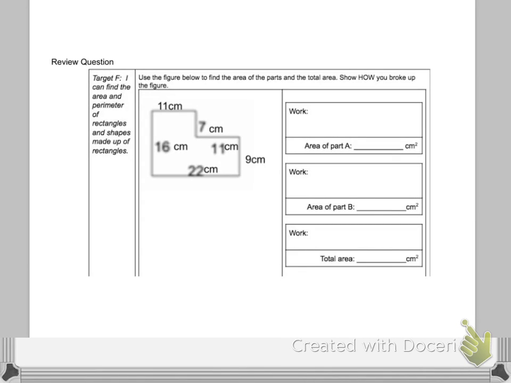The review question is asking, use the figure below to find the area of the parts and the total area. Show how you broke up the figure. Let's take a look at 2 example problems to help you solve this problem.